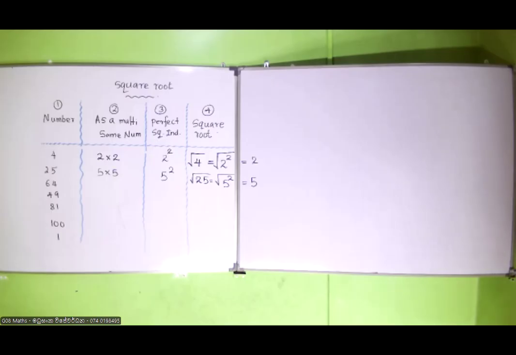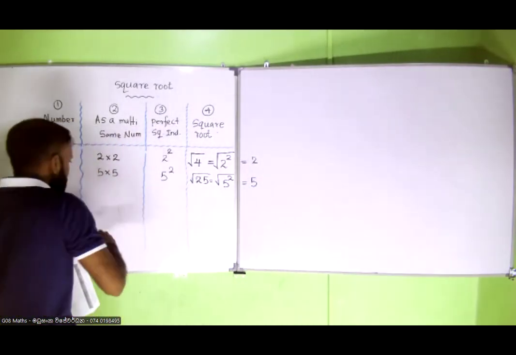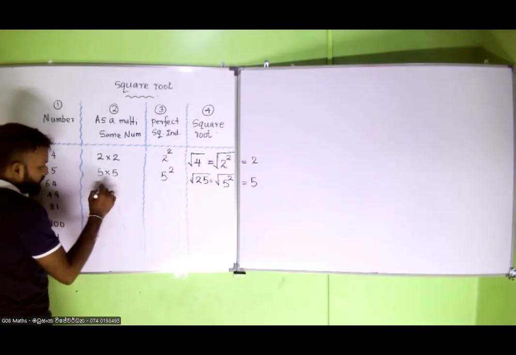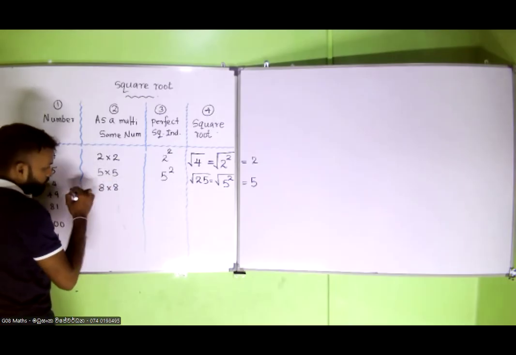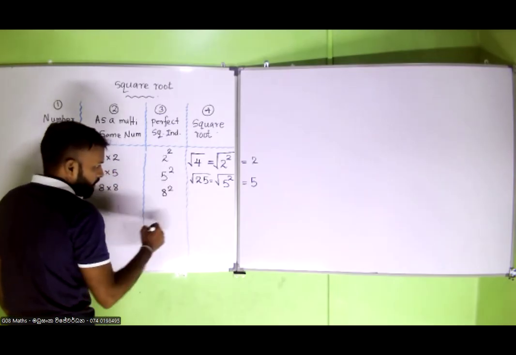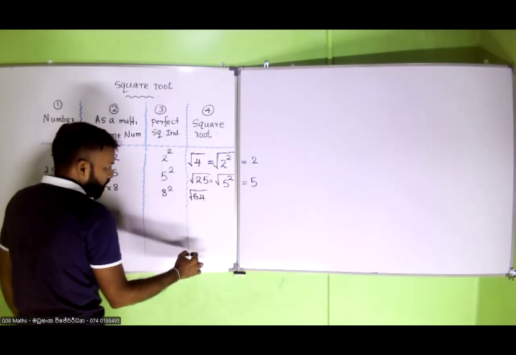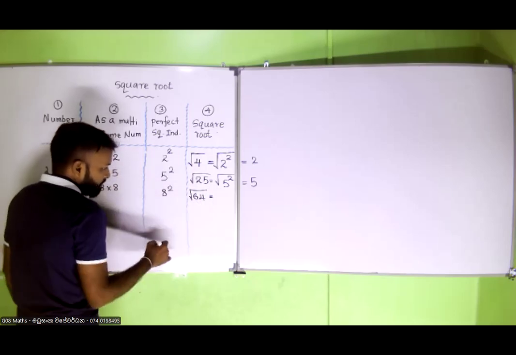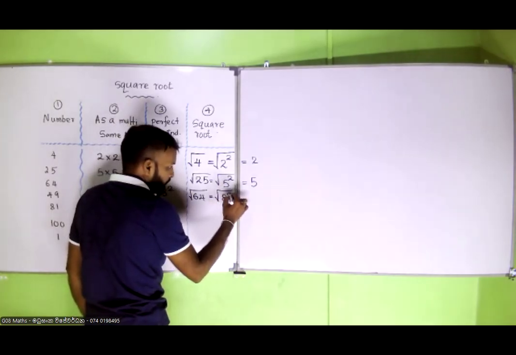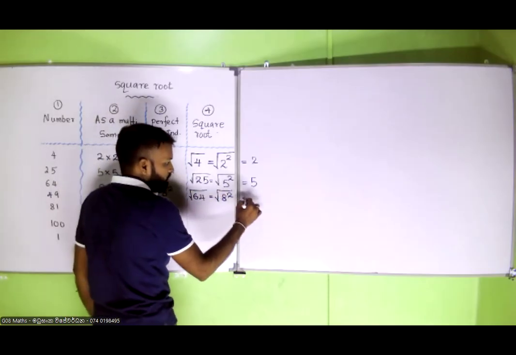So here, 64. 64 can be written down as 8 multiplied by 8, and that means 8 to the power 2. So square root of 64 can be written down as square root of 8 to the power 2. So this is a knife, cut the power 2, so the answer is 8.